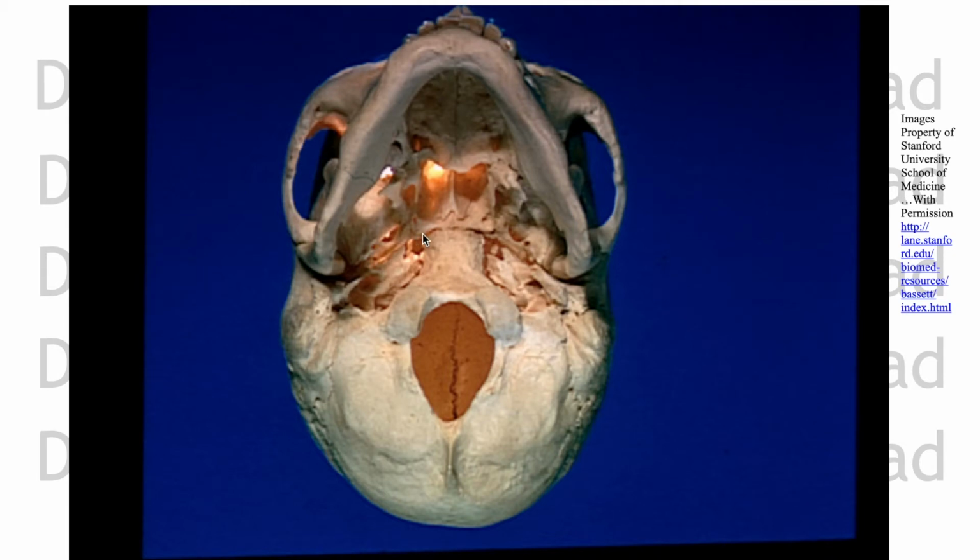Okay, this is the inferior part of the skull. See, this is the squamous part of the occipital bone. This is the basilar part and the occipital condyles, and the foramen magnum within the bone. Of course, what passes here? The medulla oblongata to become the spinal cord. Okay?